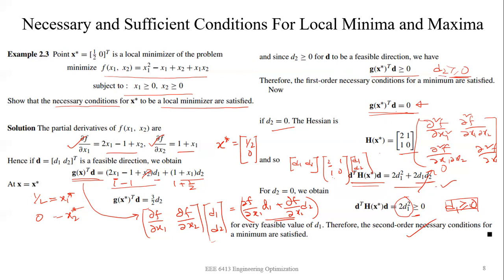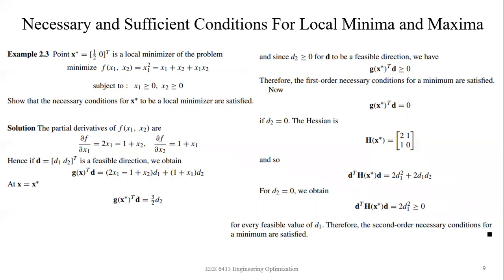So this is how we can show, with the directional perturbation, how to figure out whether any particular point will be a minimum or not, based on this necessary condition. But it doesn't guarantee it. These conditions are necessary, but to ensure this, we have to go for the next condition.